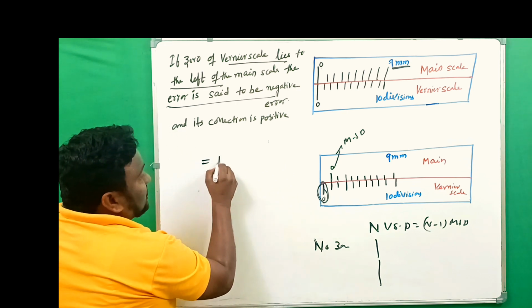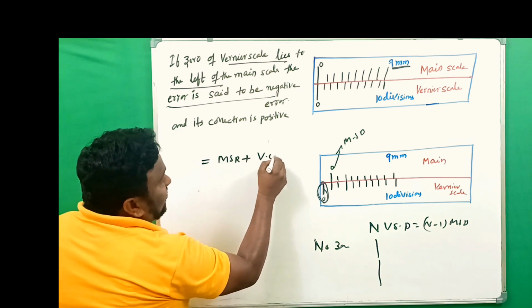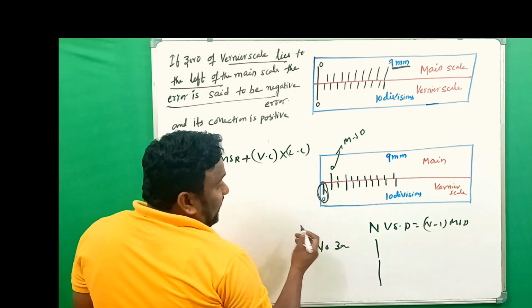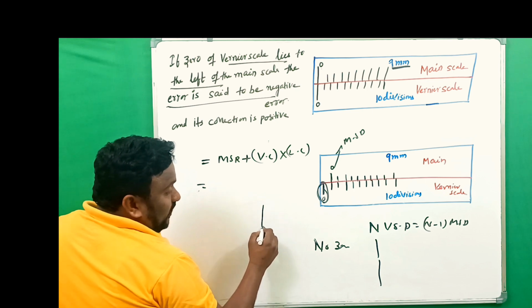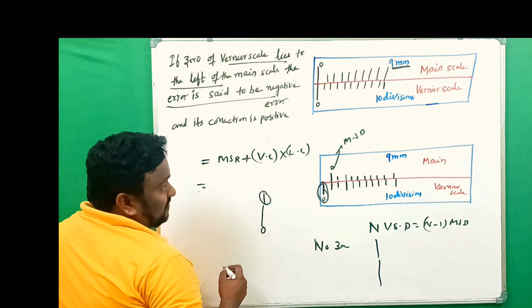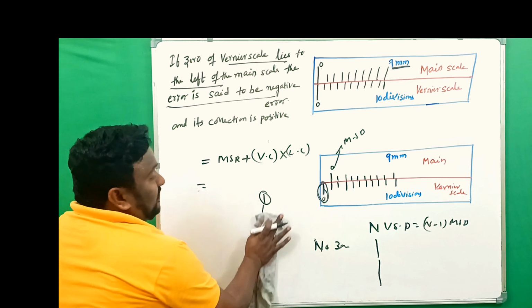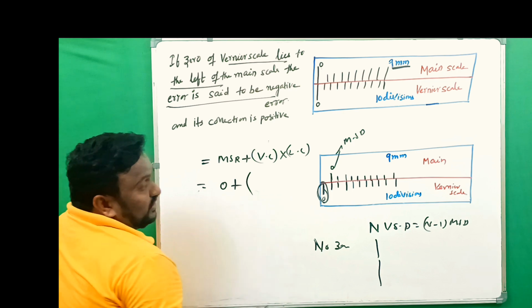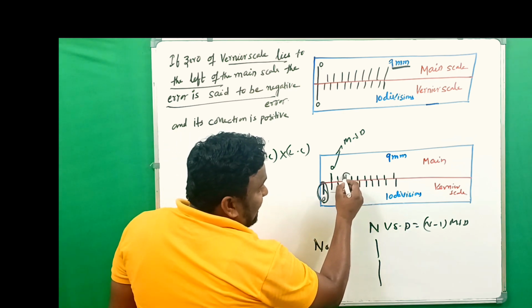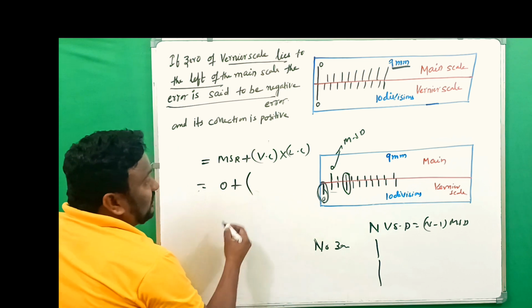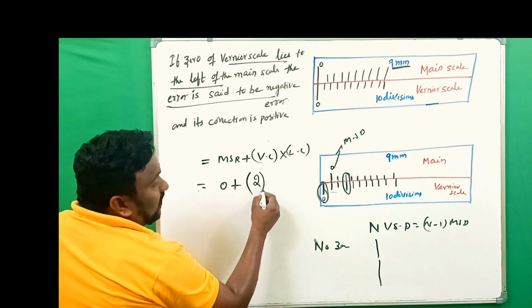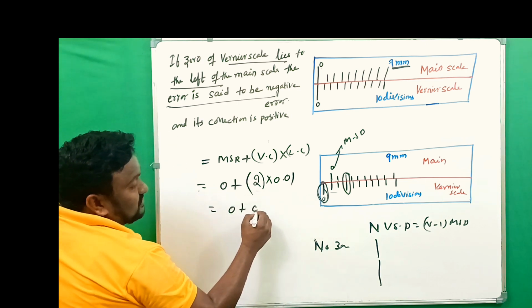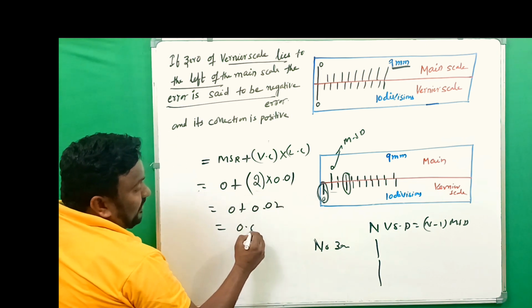Simply, it is MSR plus VC into LC. What is the MSR value? Where the zero division coincides, that is the MSR. But here nothing is there, so in this case MSR should be taken as 0. And VC: among these 10 lines, the second line coincides here, so I take VC as 2, and we already know that LC is 0.01. Then 0 plus 0.02, we write 0.02.